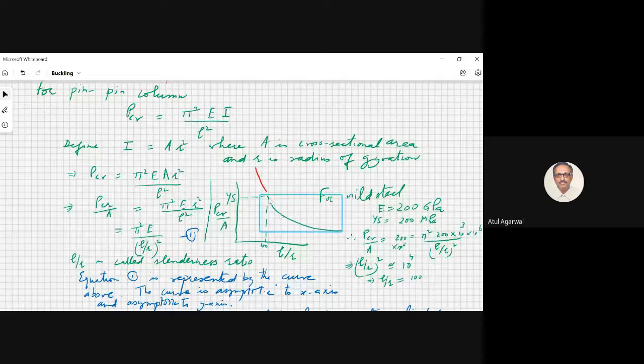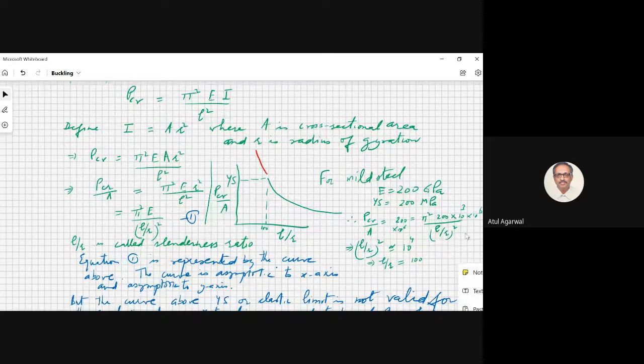So if you keep increasing your load, then you will go into inelastic buckling. And this expression you have derived will not be valid for inelastic buckling. Already your material is failing by plastic deformation. So your formula is good when your L by r is more than 100. So you can define buckling load when your column is longer, when slenderness ratio is more than 100.